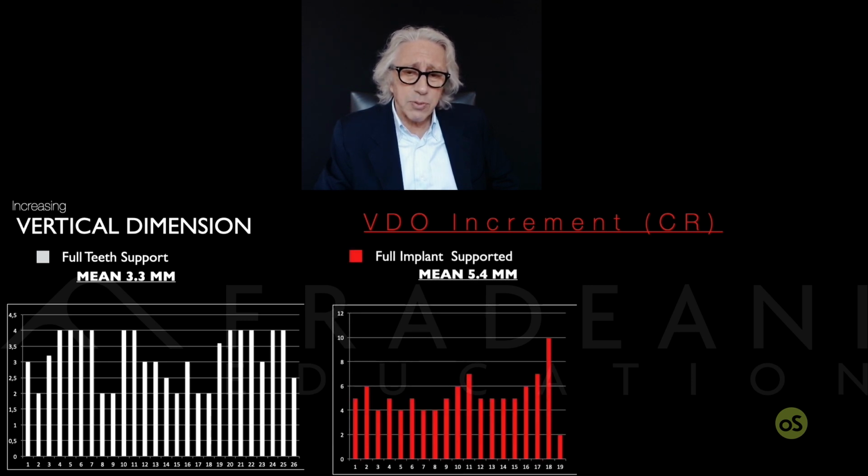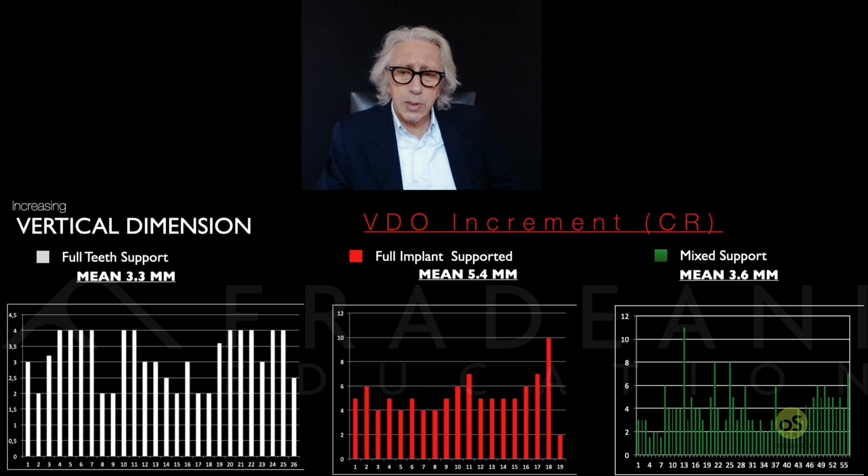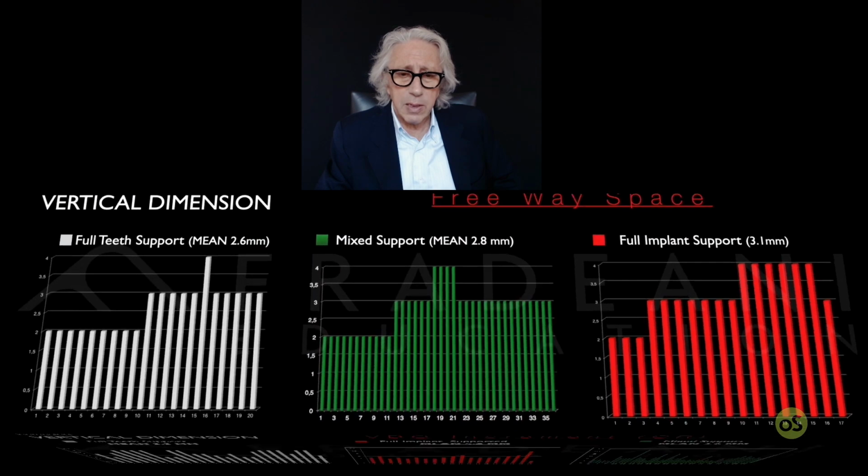On implants, it will be much more, 5.4. Why? Because you have no reference from teeth still in the mouth. So we need to say that there is actually nothing as a reference. On the mixed support, because it is mainly teeth, you are close to the full teeth support, 3.6. So the average could be said to be 3.5, 3.5, 3.8. That's the normal increase in vertical dimension.